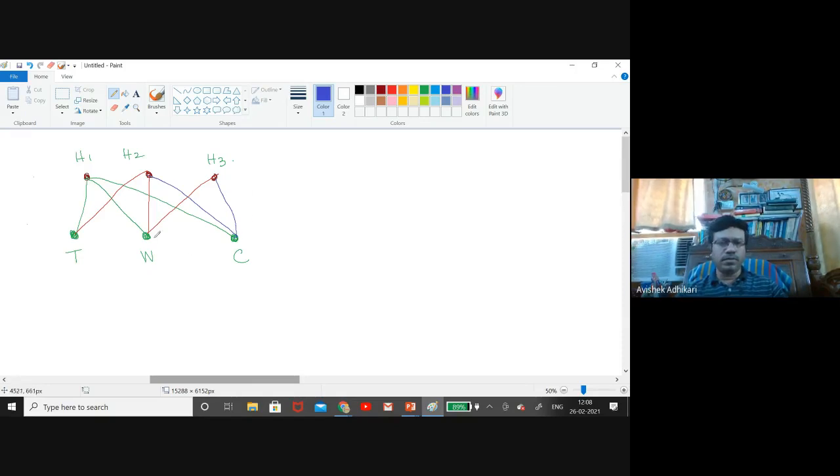So the question is, can you draw this graph in such a way that one line does not cross others? Can you draw these three services or connections going to each of these houses so that no edge will intersect another? In this case, we can see that this is a crossing point, this could be a crossing point, and this could be a crossing point.